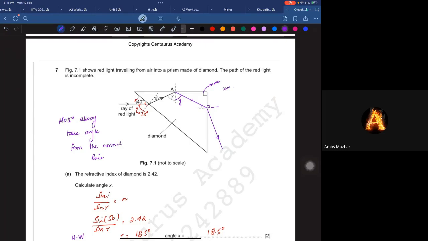Is it clear, everyone? Yes, sir. Please write a note here as well. Draw the ray of reflection at the same angle as y, because reflection angles should be the same. Remember that. All right. Very good, kids.